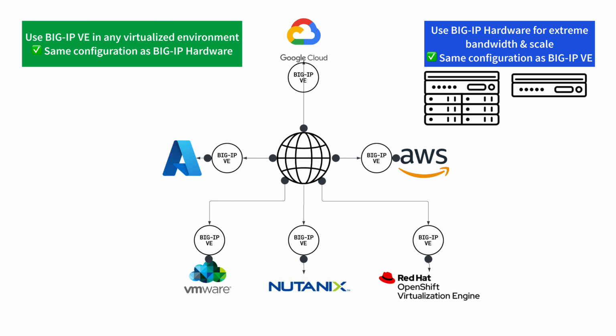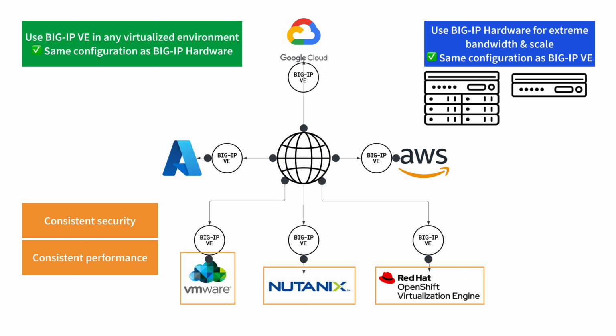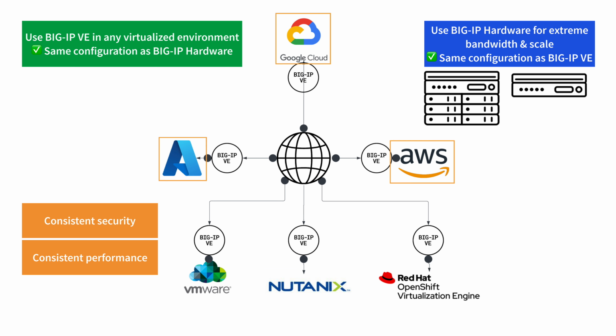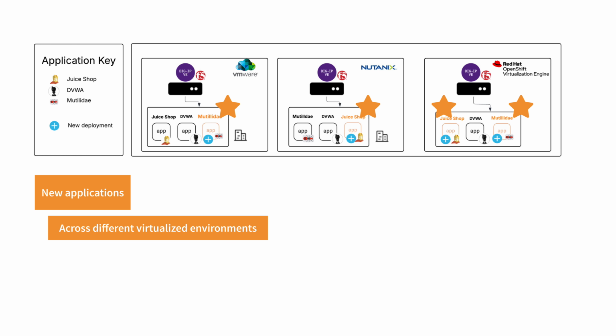BIG-IP VEs deployed identically to each virtualized environment greatly simplifies the configuration of app delivery while ensuring consistent security and performance. The following infrastructure is common among enterprise setups: VMware on-prem, Nutanix on-prem, OpenShift on-prem, and one or more cloud providers. Most public cloud providers are supported, and BIG-IP can be deployed directly from each provider's own marketplace. When new application workloads are added across multiple environments, using BIG-IP ensures a seamless integration for existing services while meeting ever-changing business needs for security and growth.